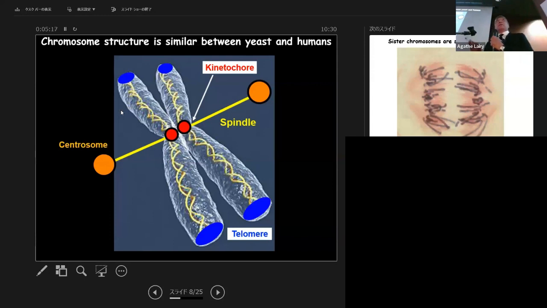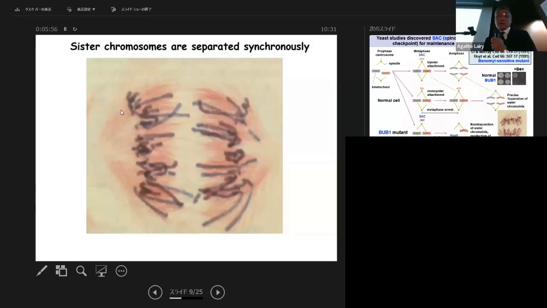Further, yeast research revealed the checkpoint mechanism, which is important for the maintenance of genome integrity. This slide shows a chromosome structure, which is similar in yeast and human. Kinetochores are necessary for separation of sister chromosomes, and telomeres are necessary for maintaining the chromosome structure. And the mitotic spindle elongates from the centrosome and captures the kinetochore, and then separates to the opposite cell poles. This shows the sister chromosome segregation. As you can see, sister chromosomes are separated synchronously.